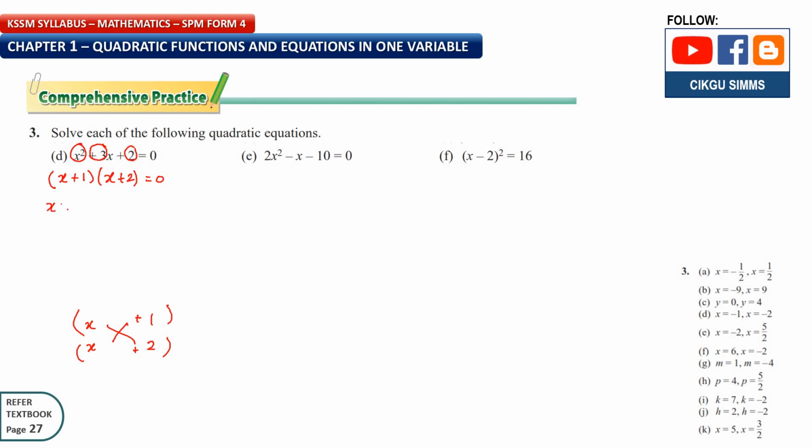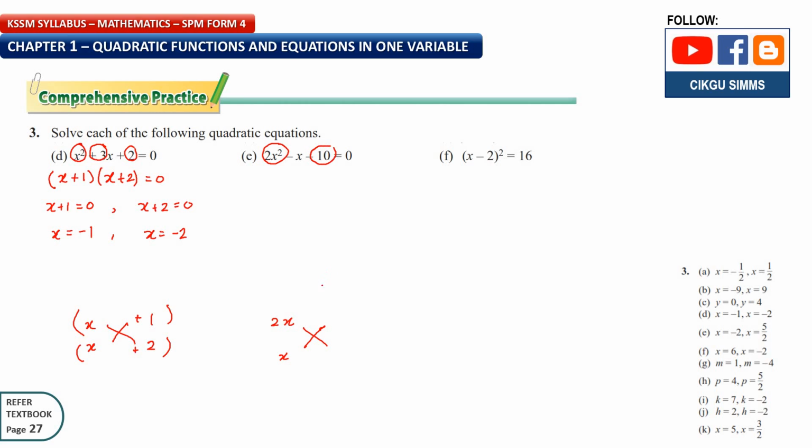Okay, so I get my first bracket equal to 0, second bracket equal to 0. My first root is negative 1. My second root is negative 2. Okay, so this one is also the same. 2x and x. 2x times x, I get my 2x squared. And then this one, 10.